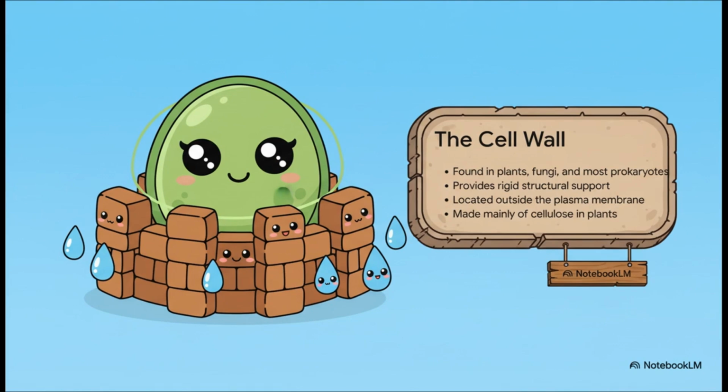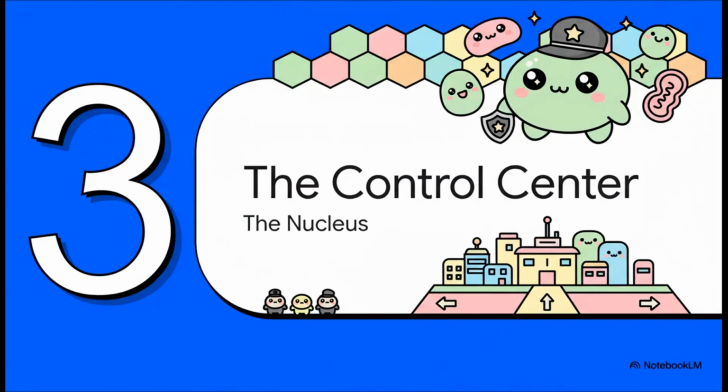But for some cells, there's an extra layer of security. Plant cells, for example, have this tough, rigid cell wall right outside the plasma membrane. Now, this isn't a picky bouncer. It's more like a fortress. It provides strength and protection, and it's the reason plants can stand up straight and don't just burst when they're full of water.